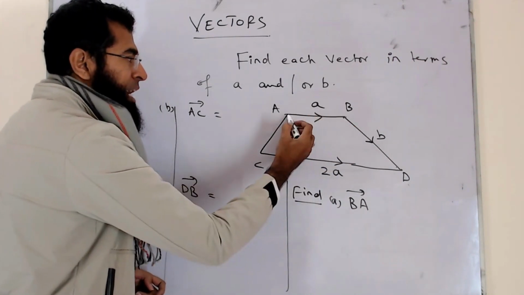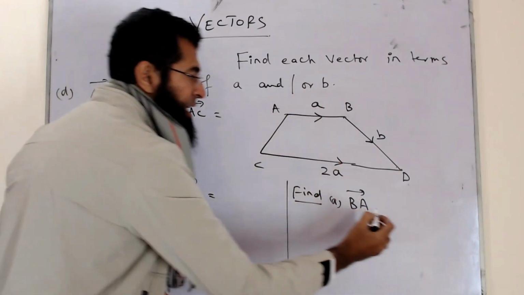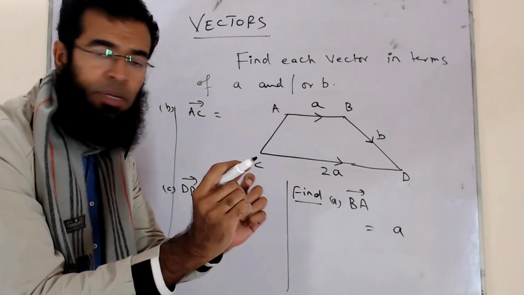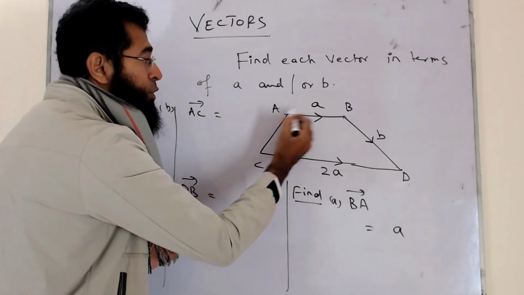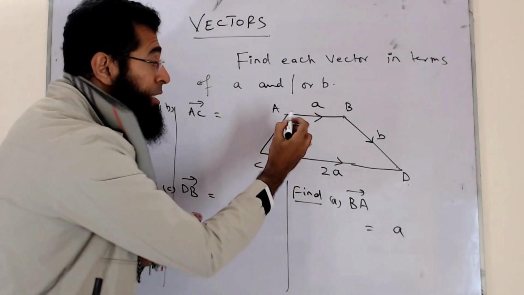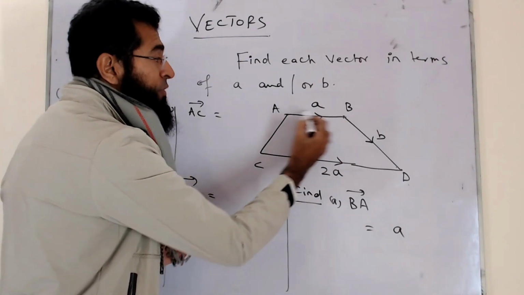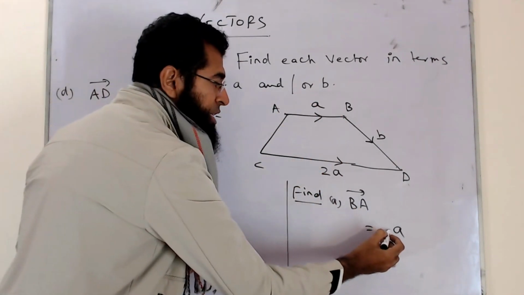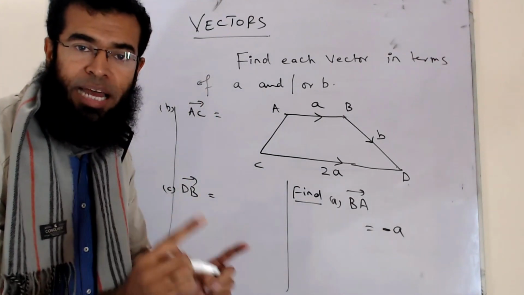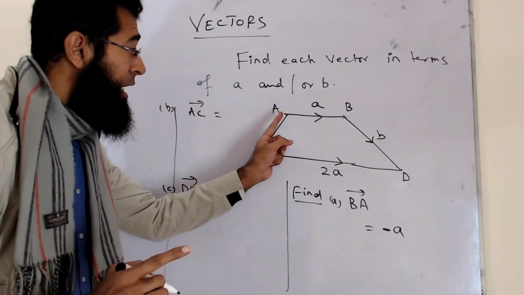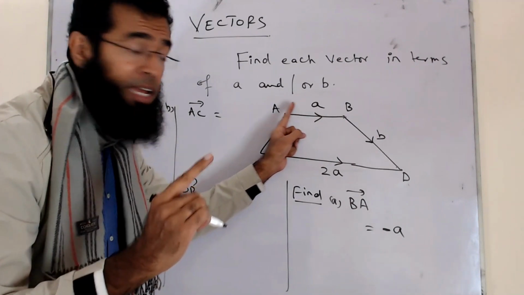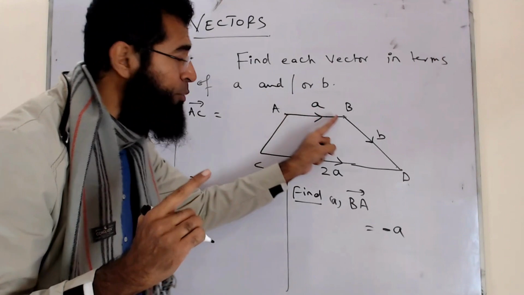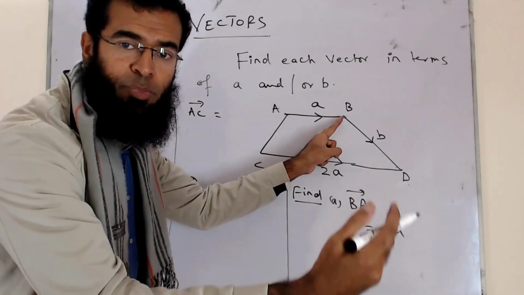So B to A, the magnitude will be the same. The magnitude, obviously the length would be the same, but direction from B to A would be opposite to the direction of A to B, right? So B to A, the direction will be opposite. So we just put a negative sign with that. Once again, A to B vector is positive A, and the direction is positive A is considered from A to B, right? So this direction is positive.